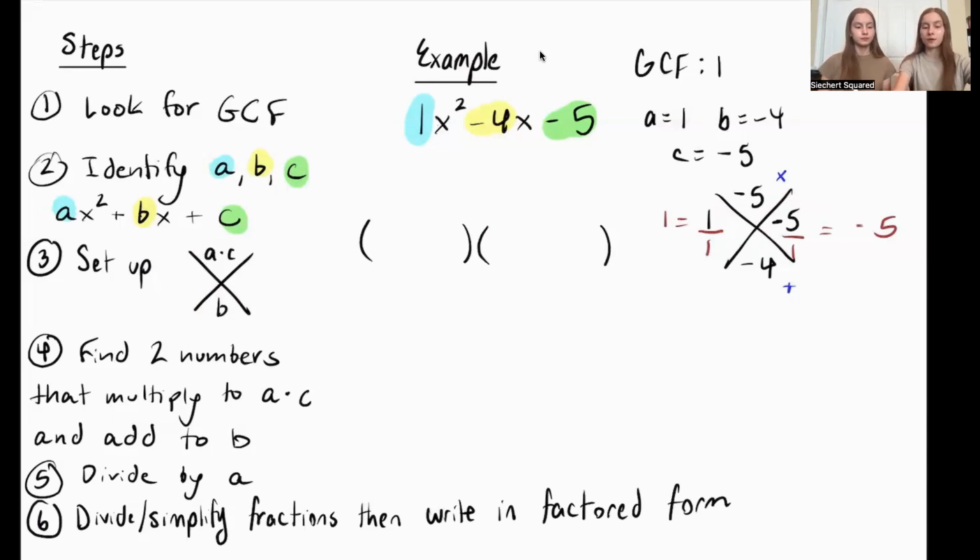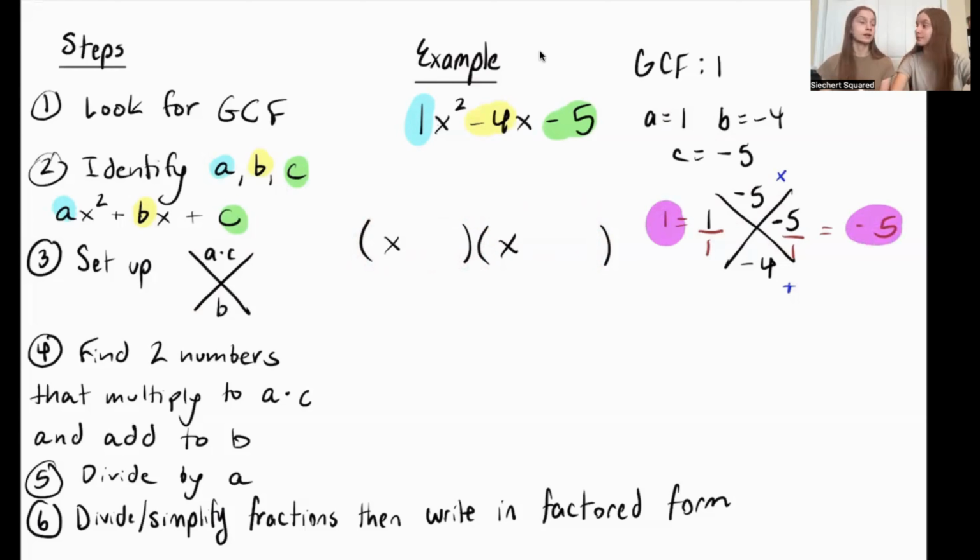For this problem, the very first thing in each parentheses is actually just going to be an X. So we have an X and an X. It's going to look like X plus or minus something times X plus or minus something else. Where we're going to get the numbers for the second spots is actually going to be from these numbers right here. So we're just going to grab the 1 and grab the -5.